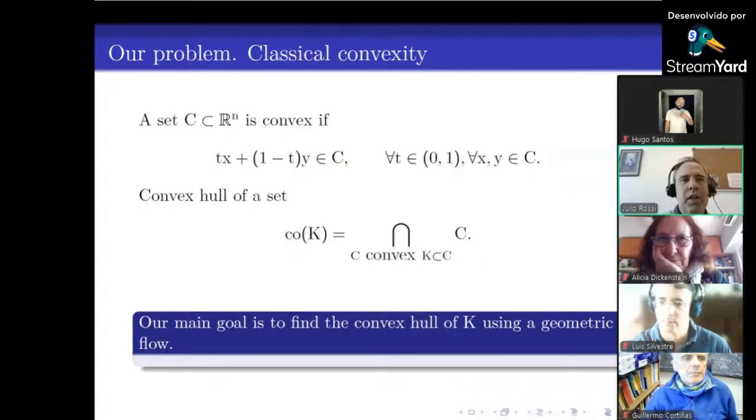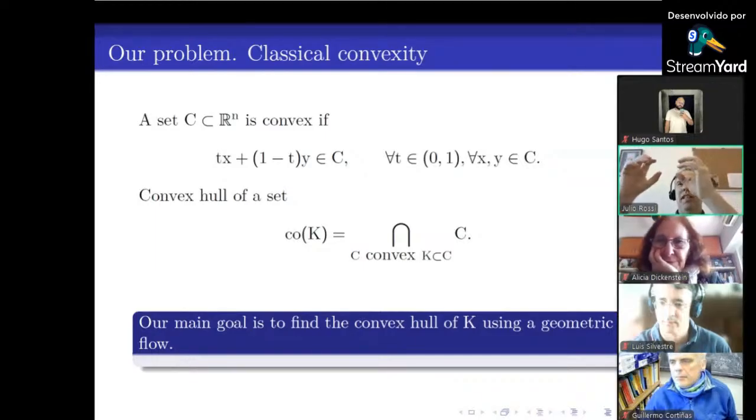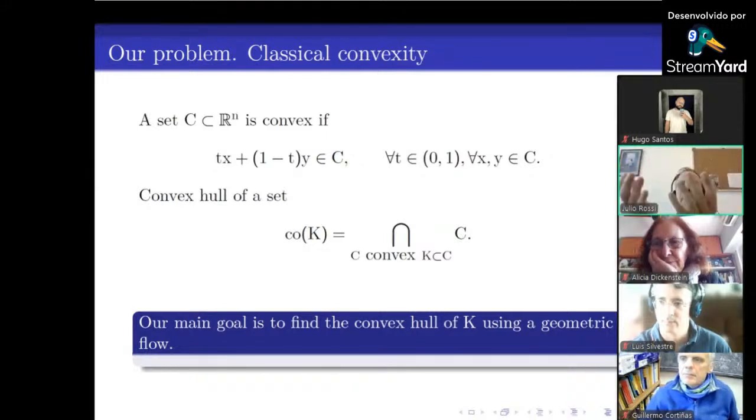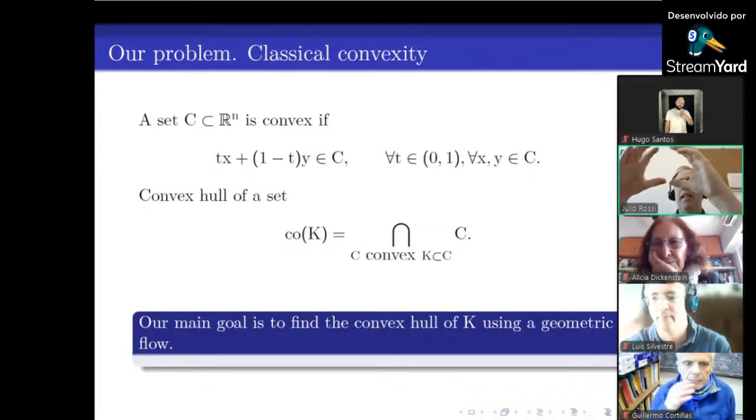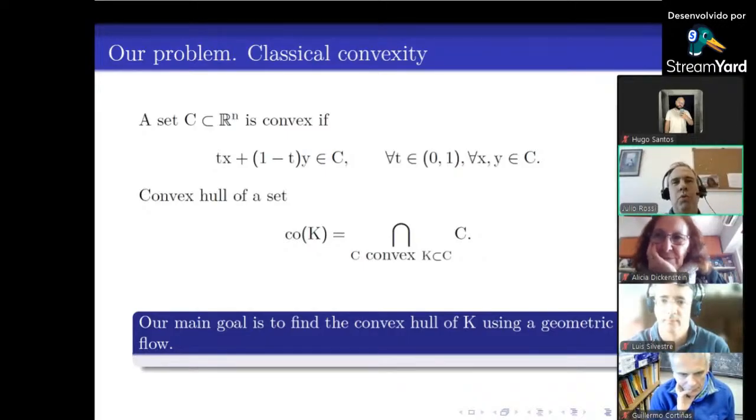Our main goal in this talk is to find this convex hull of the set using some geometric flow. You take your set K, you assume that K is inside a surface that surrounds it, and you let the surface evolve in such a way that in the limit as t goes to infinity, you obtain exactly the convex hull of the set. This is what you want to find and to show.